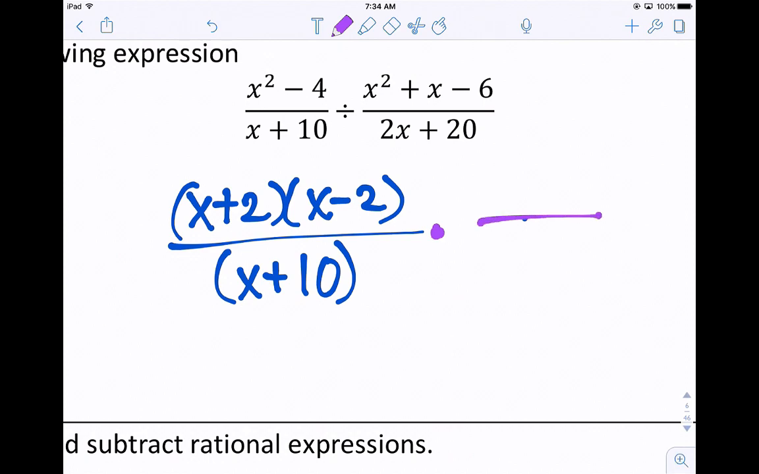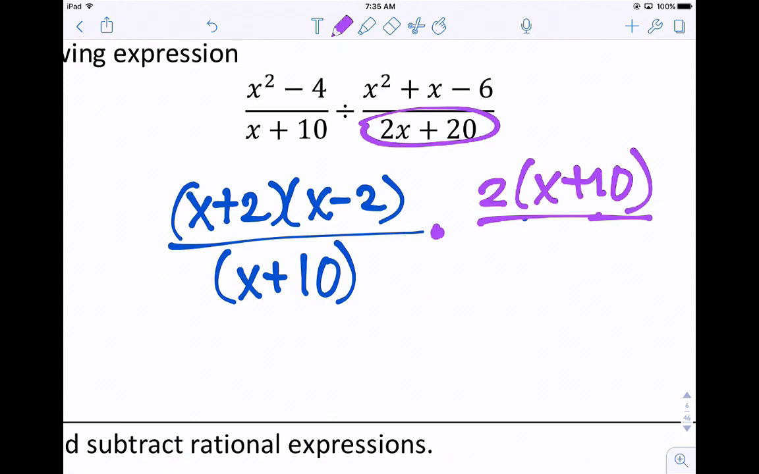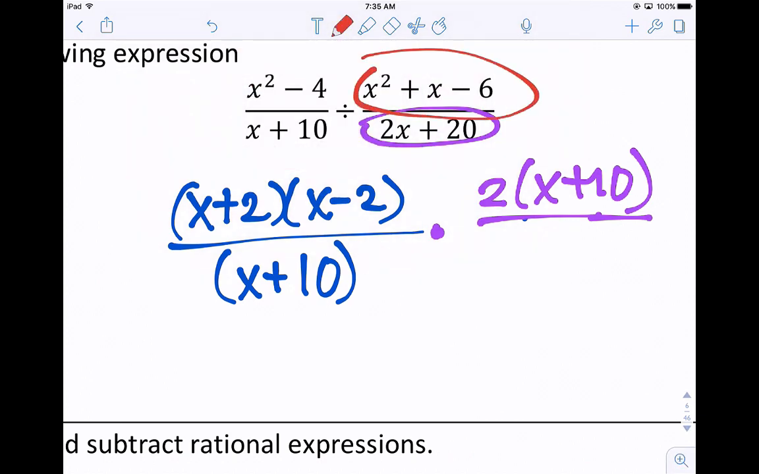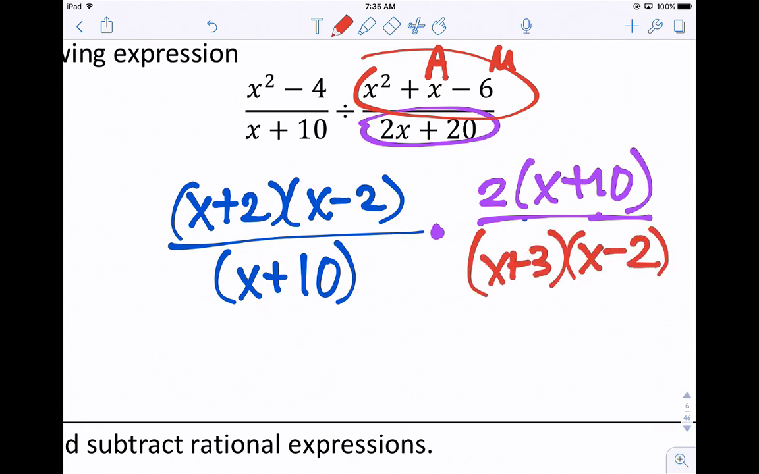And when we do that, if we have 2 times x plus 20, we can factor out the 2. We're left with x plus 10. And then the top part, which becomes the new denominator, we're going to think what multiplies to negative 6 that adds to 1. And so that would be x plus 3, x minus 2. So there's the first factor. Also, the second step, we flipped the second one because it was division.